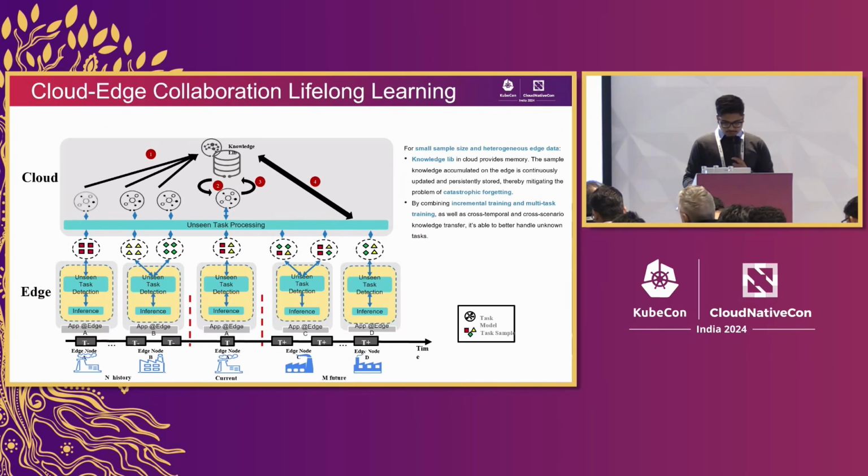So this is the Sedna lifelong learning service. If you look at the diagram, you'll see there is a knowledge library. This is basically persistently storing all the data that is coming from the edge, and the edge will be performing tasks, like unseen tasks will be processed at the edge, and all the data will be going to and persistently stored at the knowledge library. This is so that we can avoid the problem of catastrophic forgetting. And then basically this knowledge library would perform all the inference here.